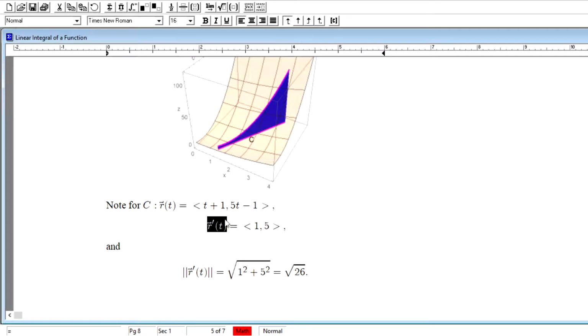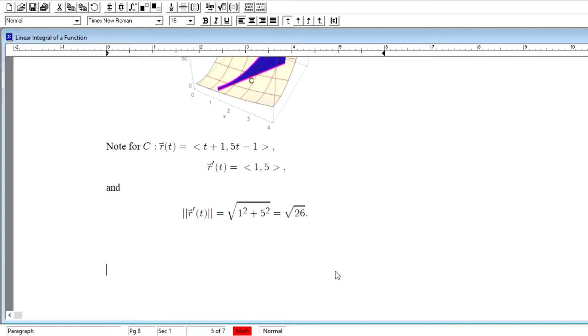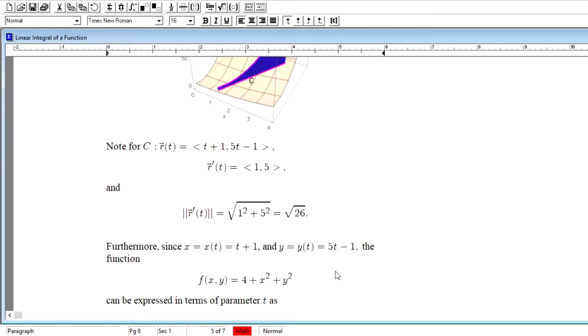If I consider the magnitude of r bar prime of t, it will just be the square root of each of these components squared, or the square root of 1 squared plus 5 squared, which is the square root of 26. And when assembled, into our linear integral calculation, that is going to become the factor we multiply our integrand by. You will see this square root of 26 come in as that factor.